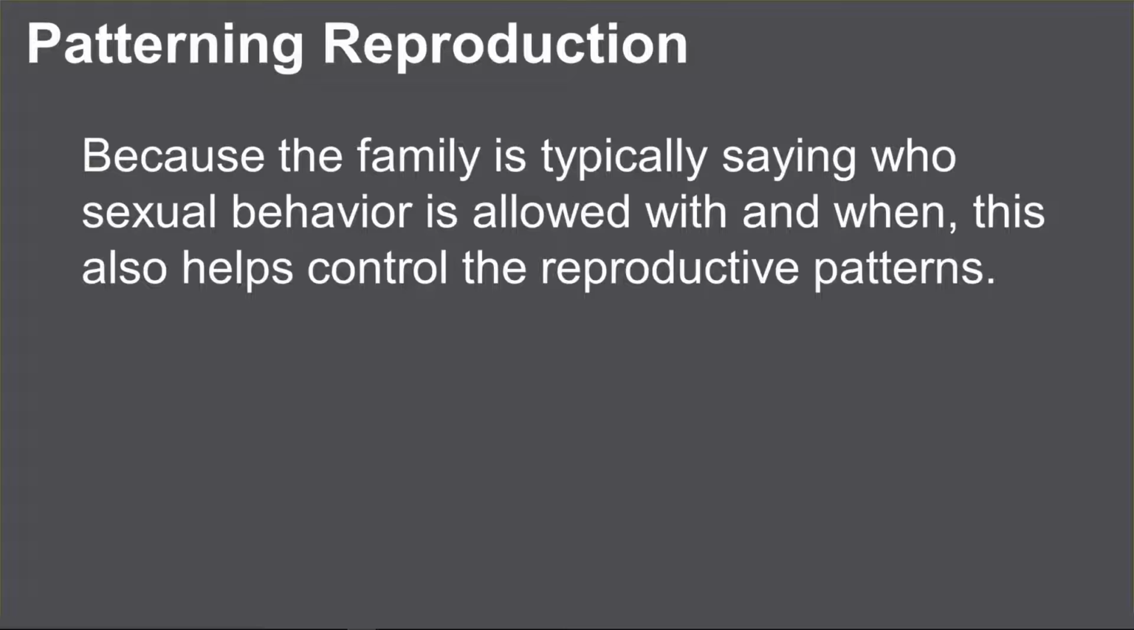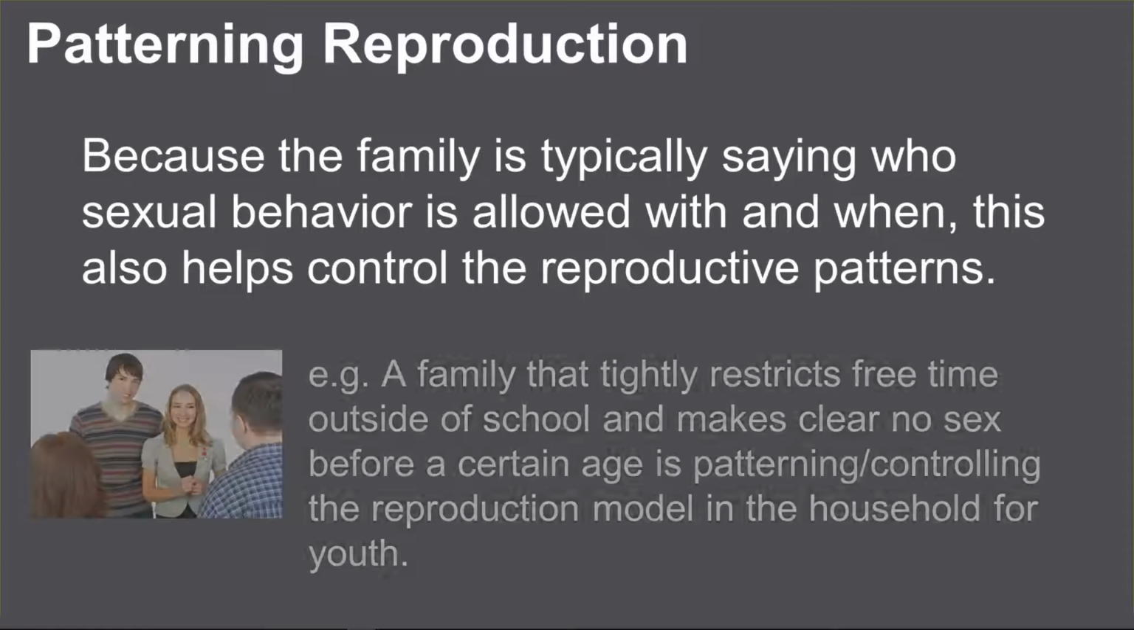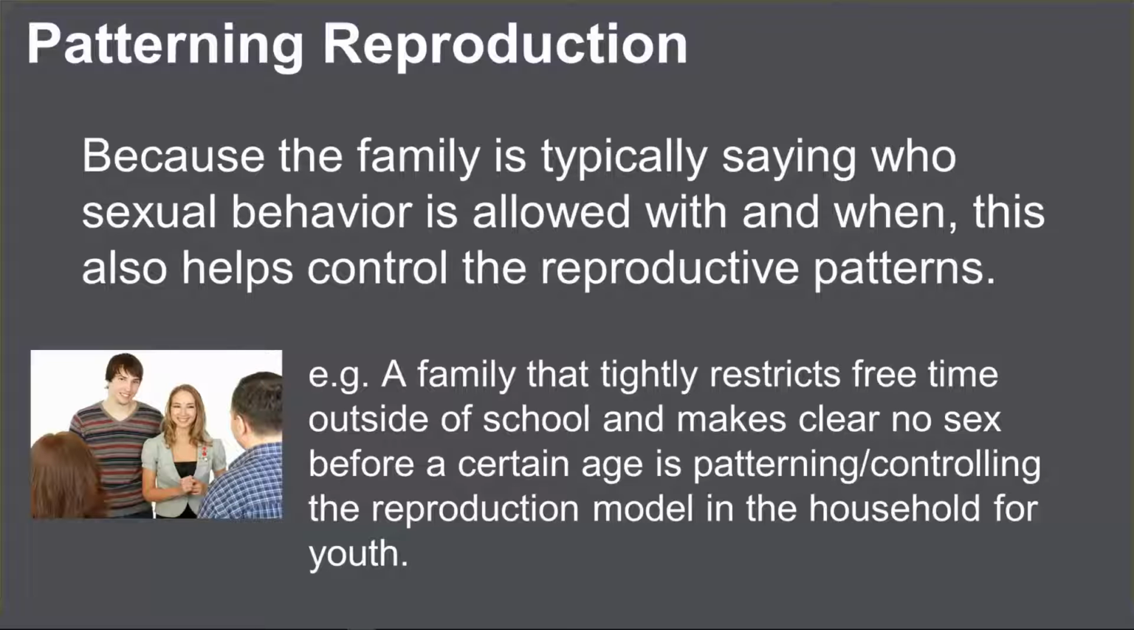Often then, too, patterning reproduction. The family themselves often will set the social norms in the household with regard to who and when sex can be had, meaning that if you have a 16-year-old child, you're often trying to discourage or tell them to wait until a certain age, or however your norms in your household work. That's all going to pattern reproduction, or encouraging it at that age, and you can certainly influence it. So for example, a family that tightly restricts free time outside of school, makes clear that no sex before a certain age is permitted, they're basically patterning or controlling the reproduction model in that house. So that's one way that happens.